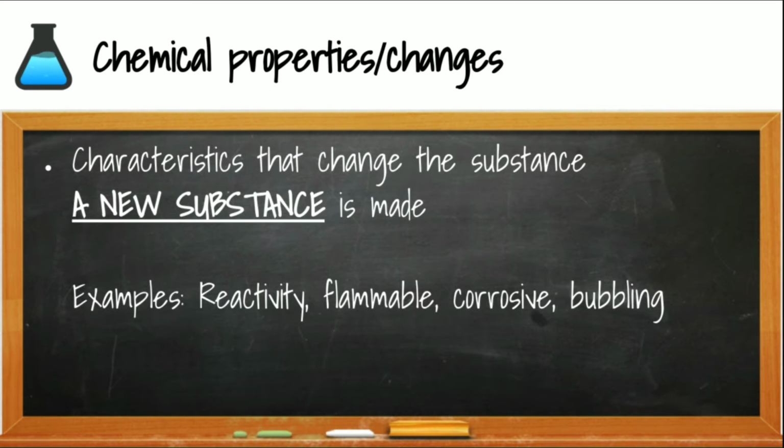Chemical properties, on the other hand, are characteristics that change the substance. Chemical properties include things like reactivity, flammability, if something is corrosive, or if something is producing a gas.